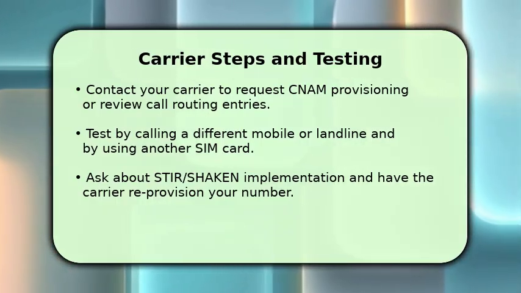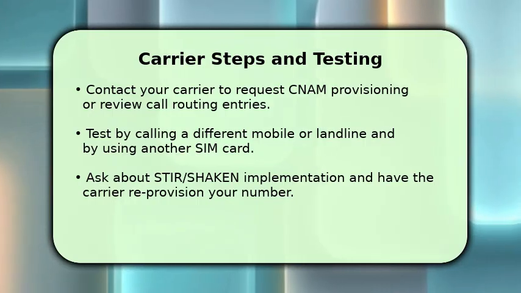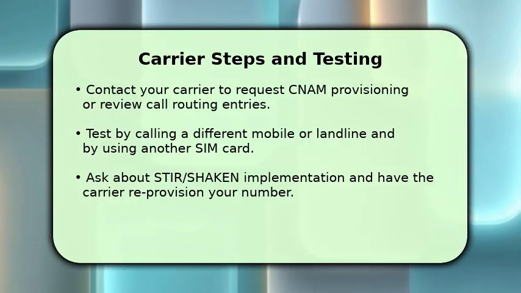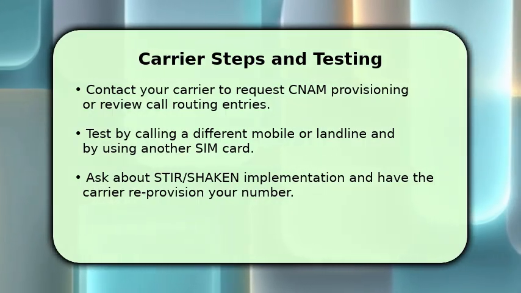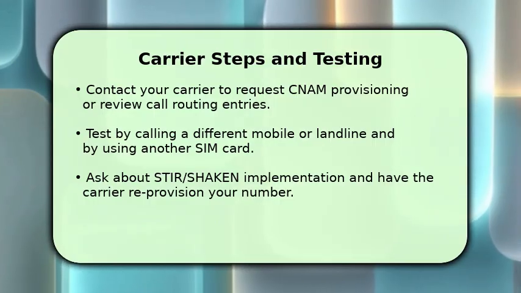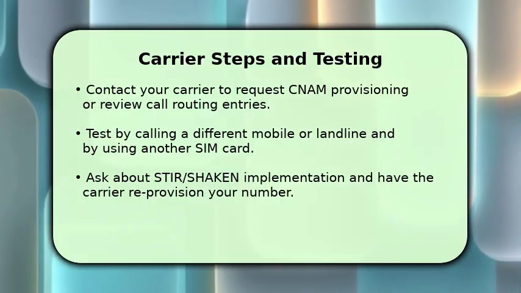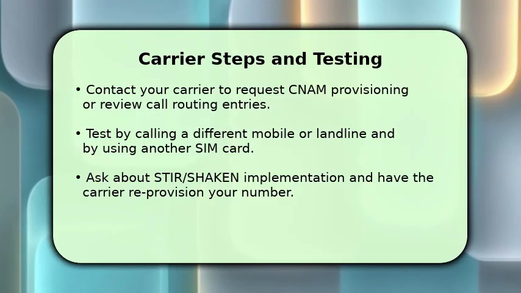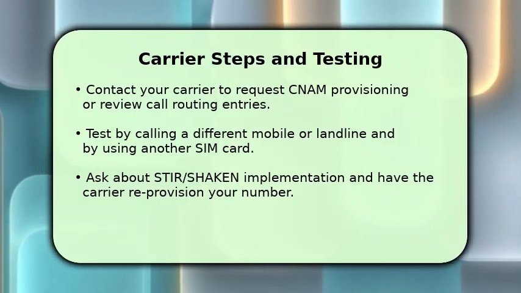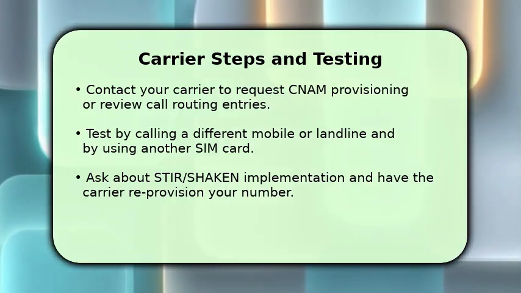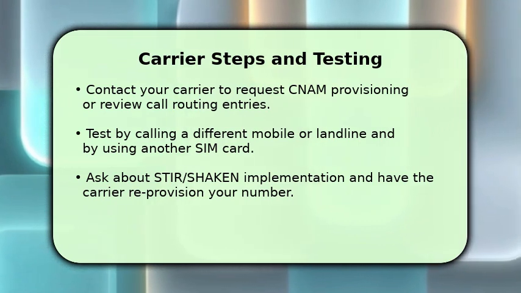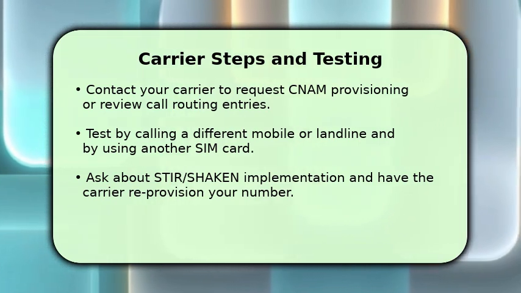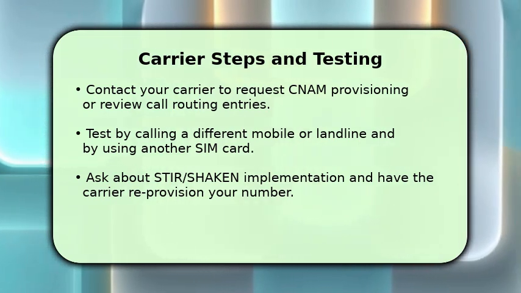Request that they reprovision your number and confirm STIR/SHAKEN signature handling on their network. Test changes by calling multiple destinations including another mobile and a landline to verify display results. Try your SIM in a different phone to isolate handset problems from carrier issues. If necessary, open a formal ticket and ask for escalation to network operations.